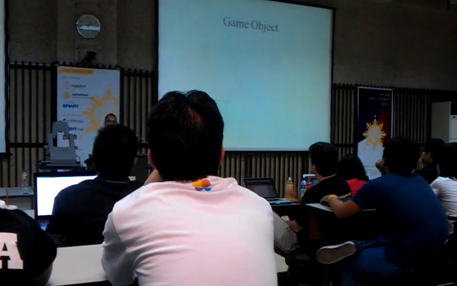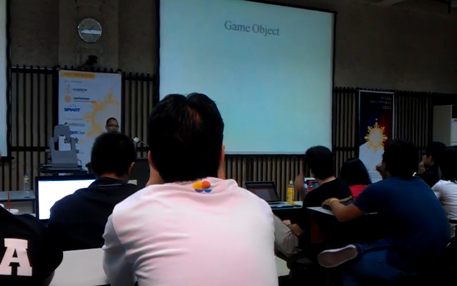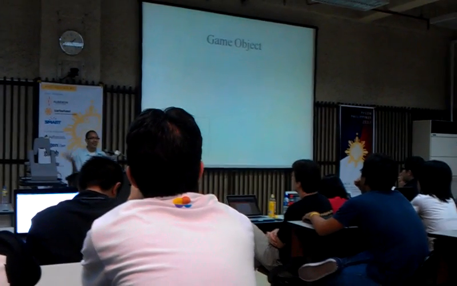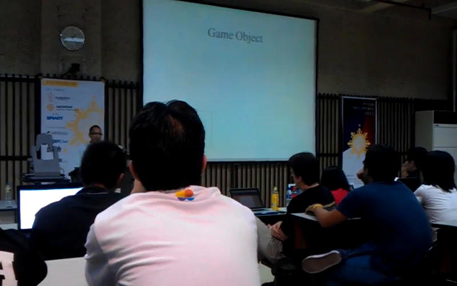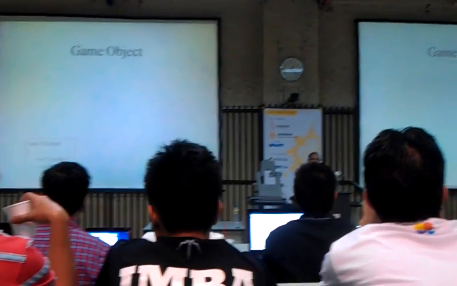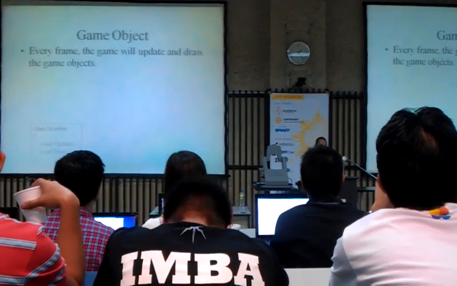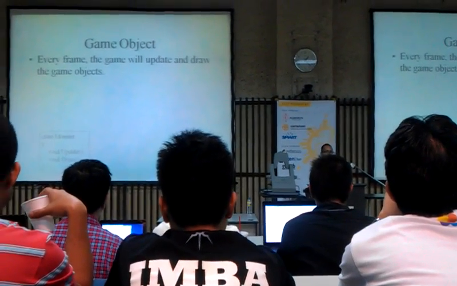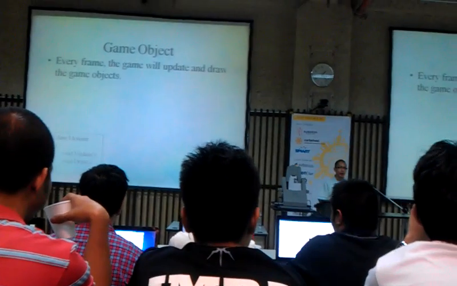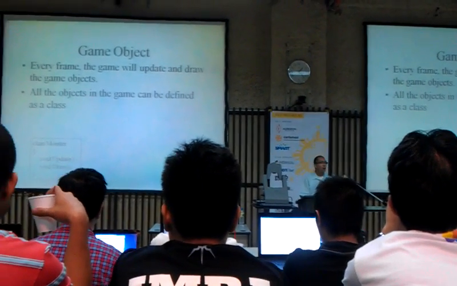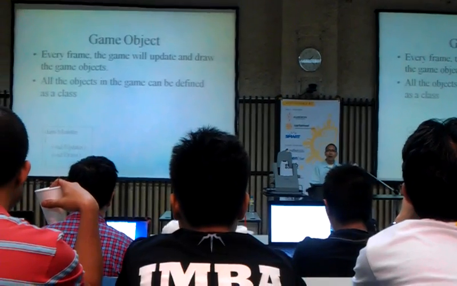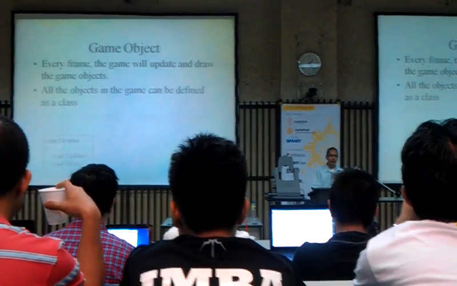Now, for the game object. We have here a very simple game object in C++. We have a class of monster, and we're going to update and draw. Every frame, the game will update and draw all of the game objects. All the objects in the game can be defined as a class.